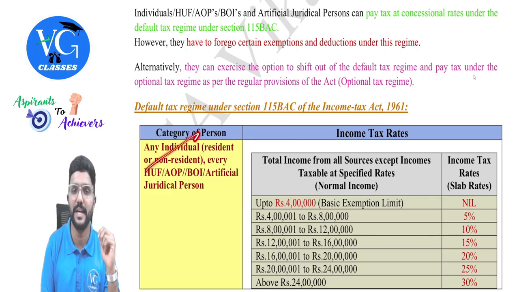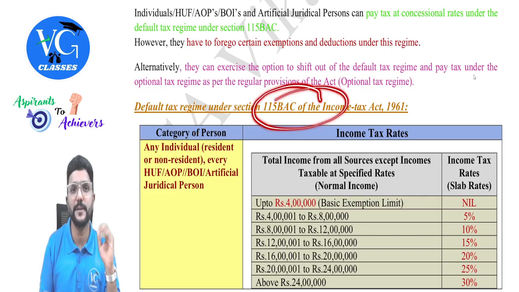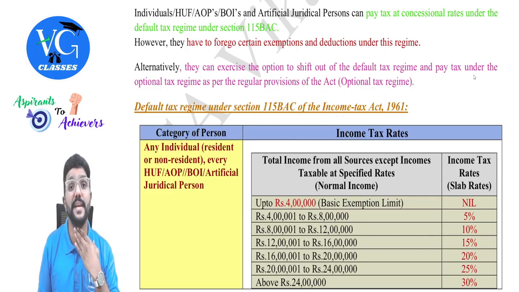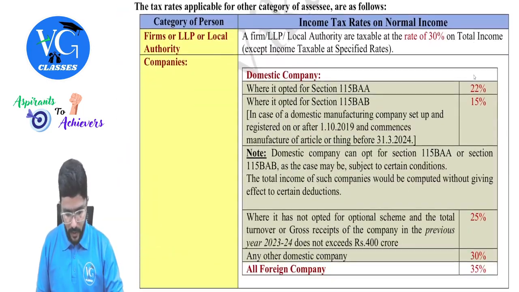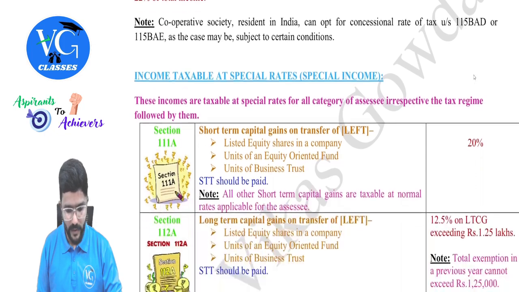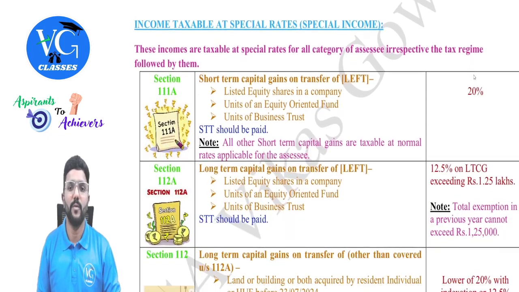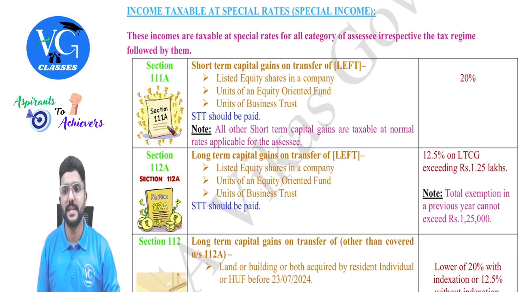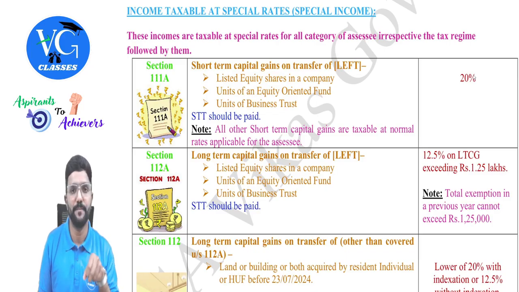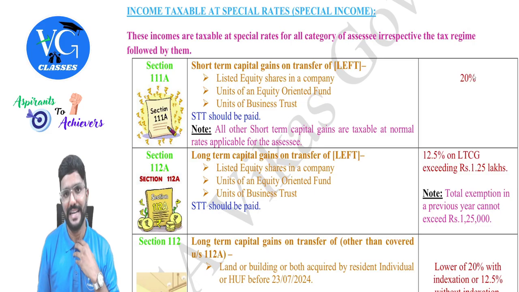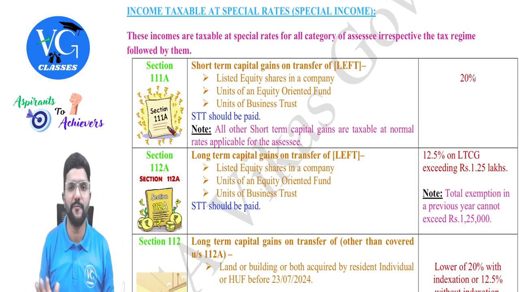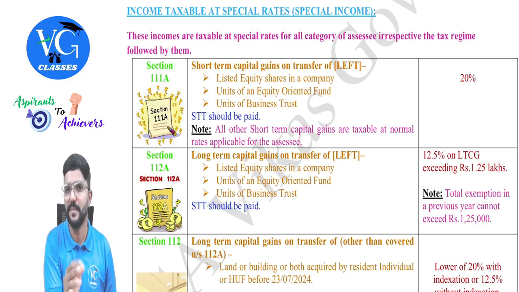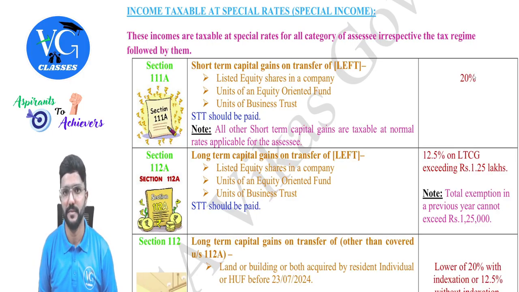Whereas for individuals and all, there is a default scheme available under section 115BAC. That is very important for you. In detail, it is covered in your syllabus. Okay, now, till now, whatever we have discussed is the tax rates applicable on normal income. Now we will discuss special income, guys. As I already mentioned, whoever is earning this income, whichever scheme they are following, the rate remains the same, guys. So please be careful with it.